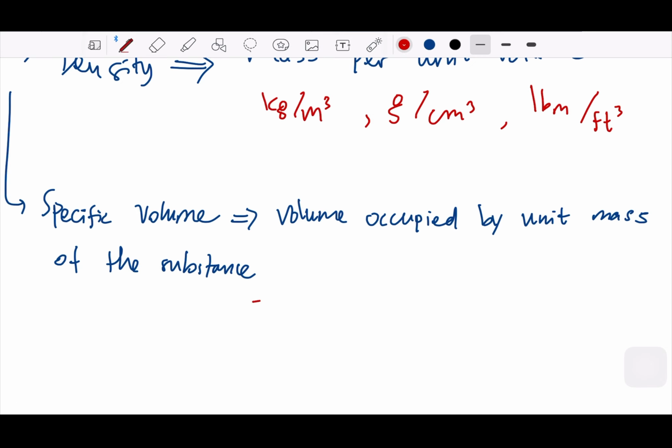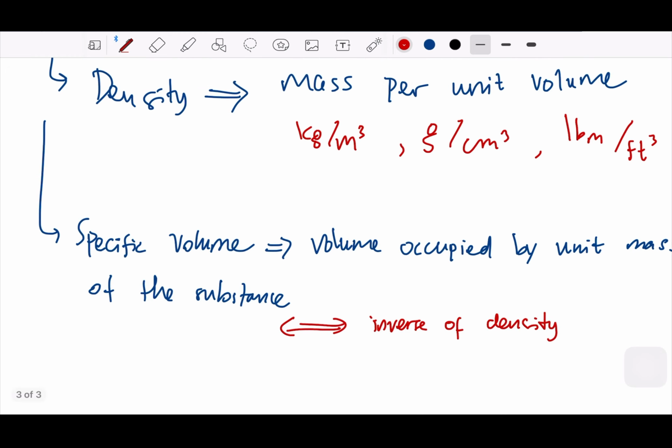We can say that the specific volume is the inverse of density. Density, we usually write density as like that. And specific volume is like that.